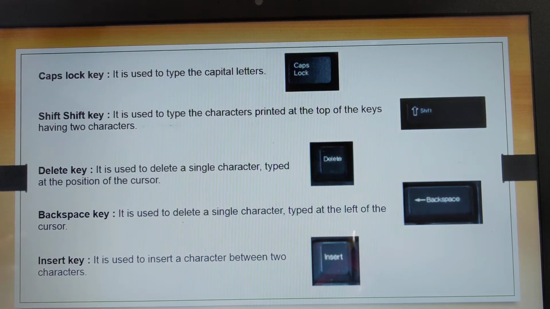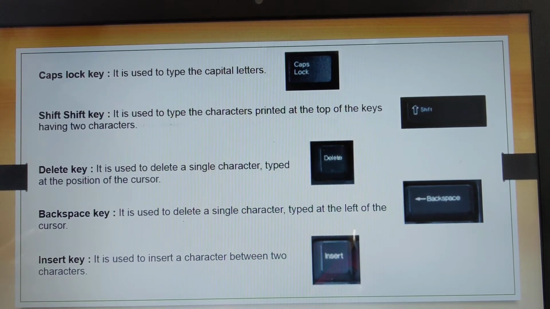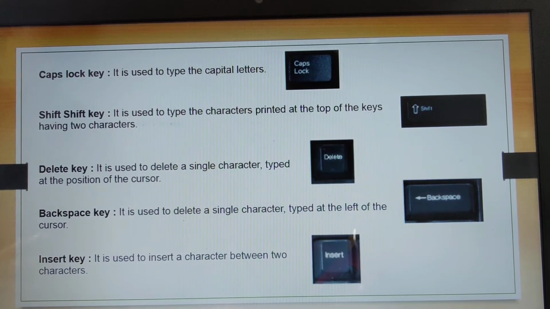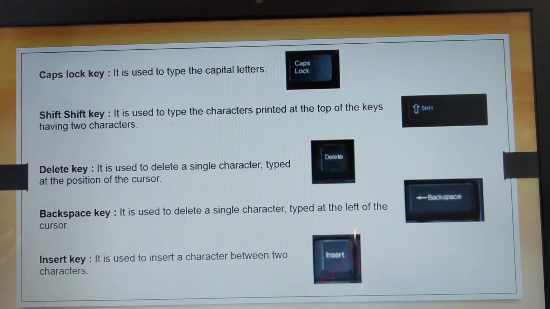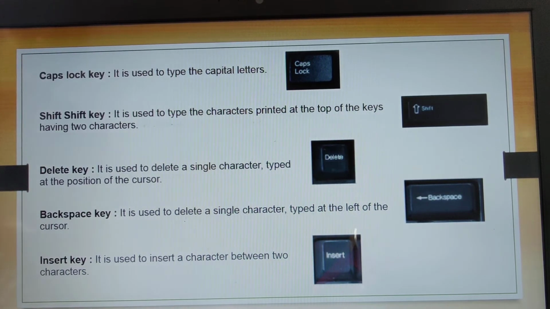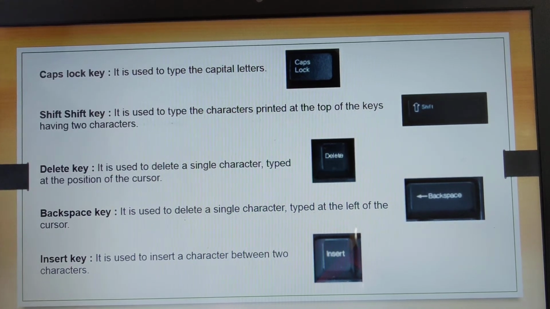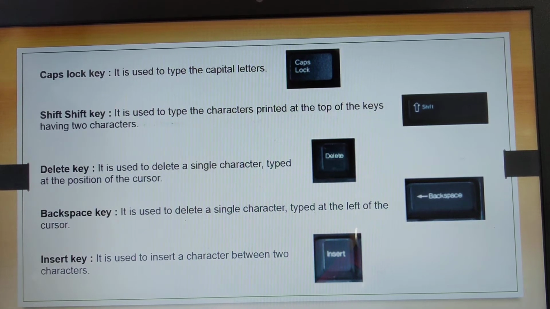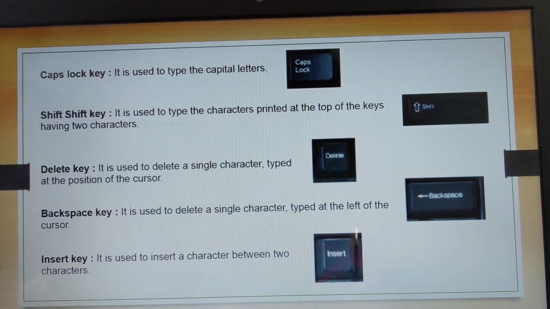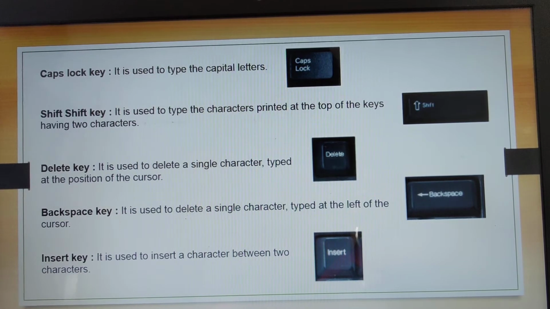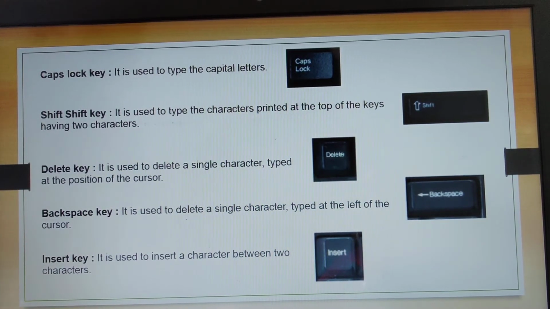It is used to type the characters printed at the top of the keys having two characters. Okay, so what is it used for? It is used to type the characters printed at the top of the keys. If you see your keys very, very carefully, children, you have a semicolon. Over that you have what? A small inverted comma kind of a thing. Okay, so these things are there in every key. You can see keys at the lower level and keys at the higher level.